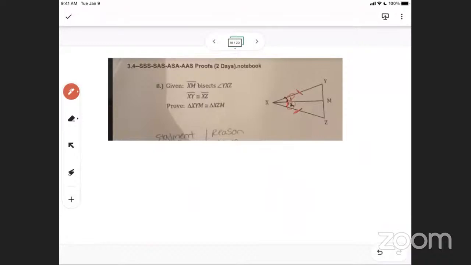So I can't use side, side, side, right? Because, well, I mean, I could, but I don't have three sides. I have one side and one angle. So it's going to be one of these three. Which one am I going to use? Am I going to find another angle, or am I going to find another side that's equal or congruent? Another side? Yep. Why do you know it's going to be another side?